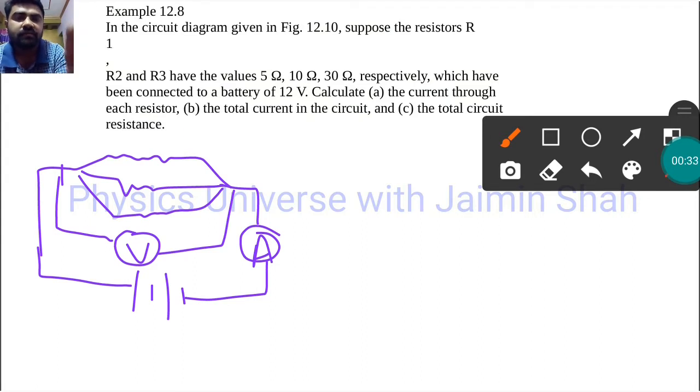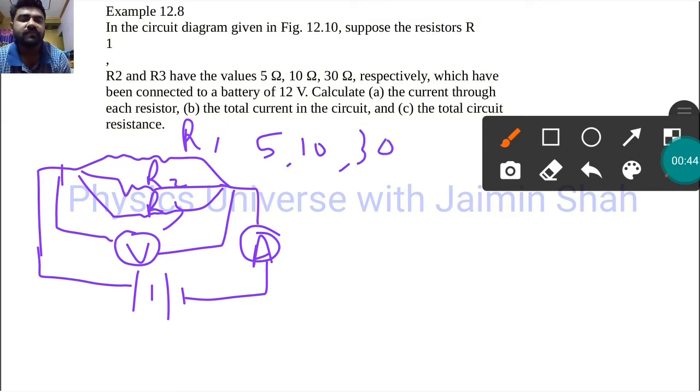Now this is R1, the second one is R2, and the third one is R3. The values are given: R1, R2 and R3 are 5, 10 and 30 ohm respectively, connected to a battery. So the battery voltage V is equal to 12 volt. First, calculate the current through each resistor, the total current in the circuit, and the total circuit resistance.